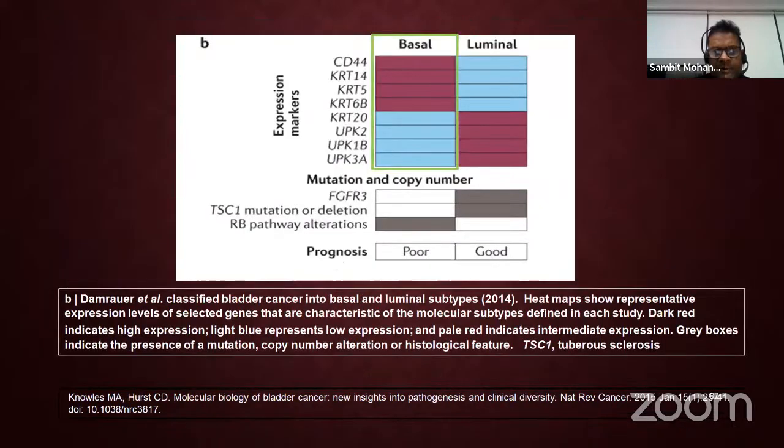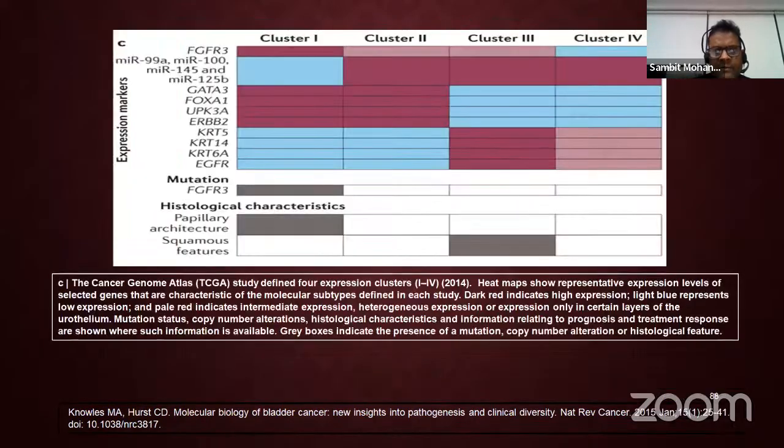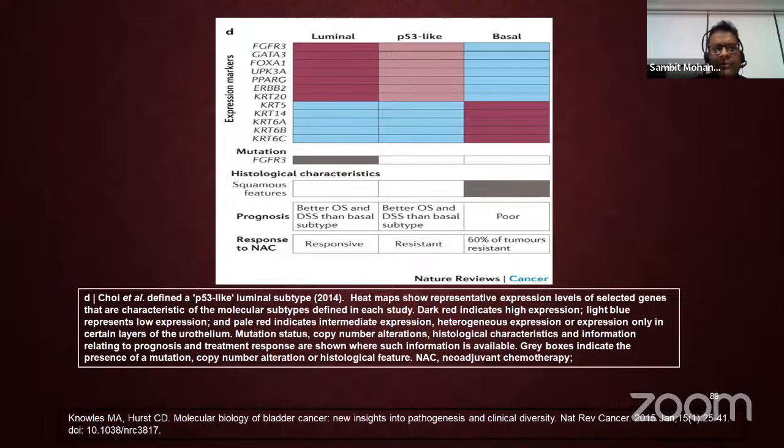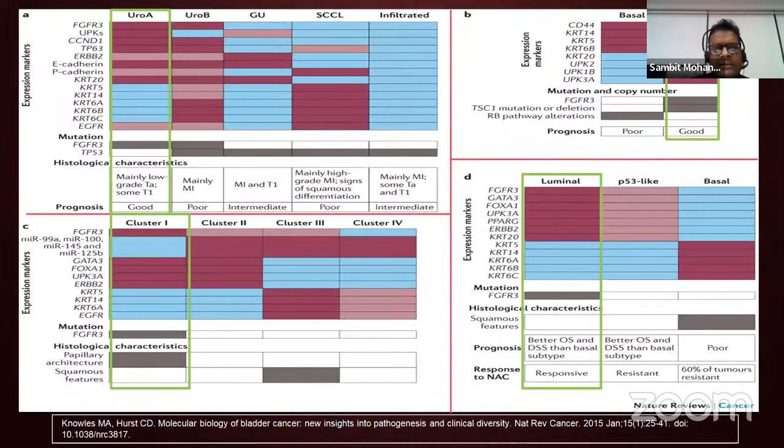So, accordingly, they are divided into subtypes. I'll skip this diagram because it is not very useful, and go to a more simplified one. So bladder tumors are divided into three groups now. One is a luminal group, which has expression of FGFR3, and there is a blocker for FGFR3. They are usually low-grade tumors. They have a better overall survival and disease-specific survival than the basal subtype.